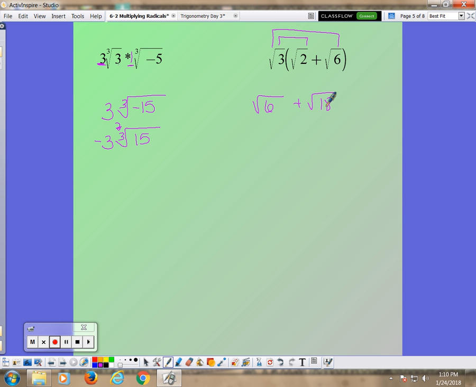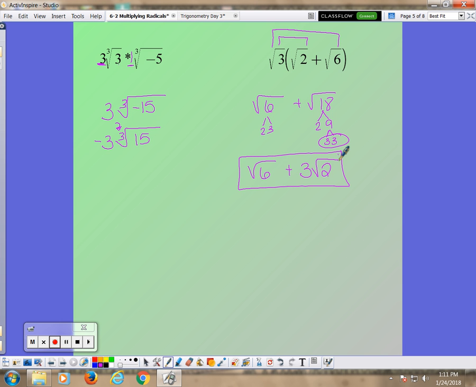You are now required to check both square roots, or both radicals, and make sure that there's nothing that I can group out. With 6, it's just a 2 times a 3, so this is just 2 and 3. Nothing can group, so that stays the square root of 6. 18 is 2 and 9, which is 3 and 3, and I can group those 3's, so this becomes 3 square root of 2. This is your answer.